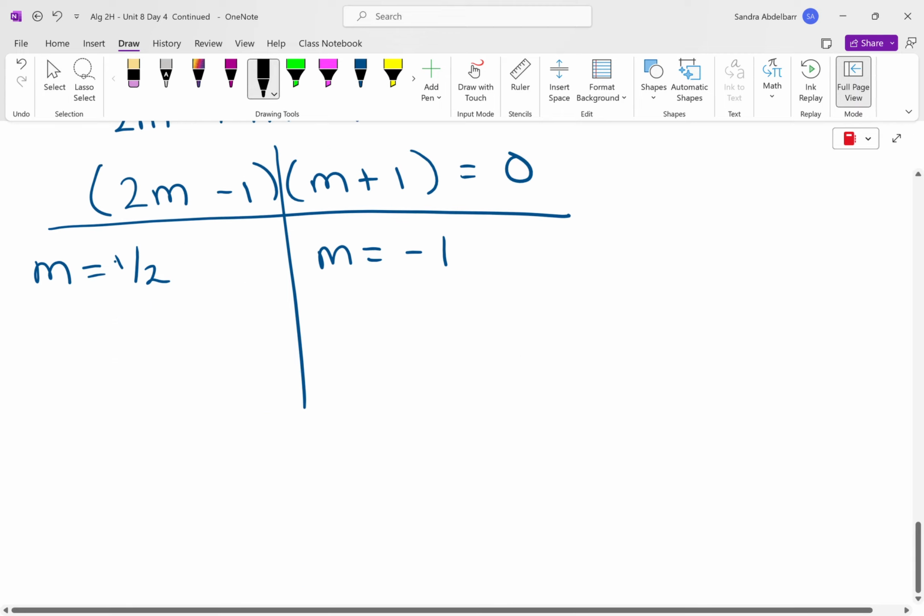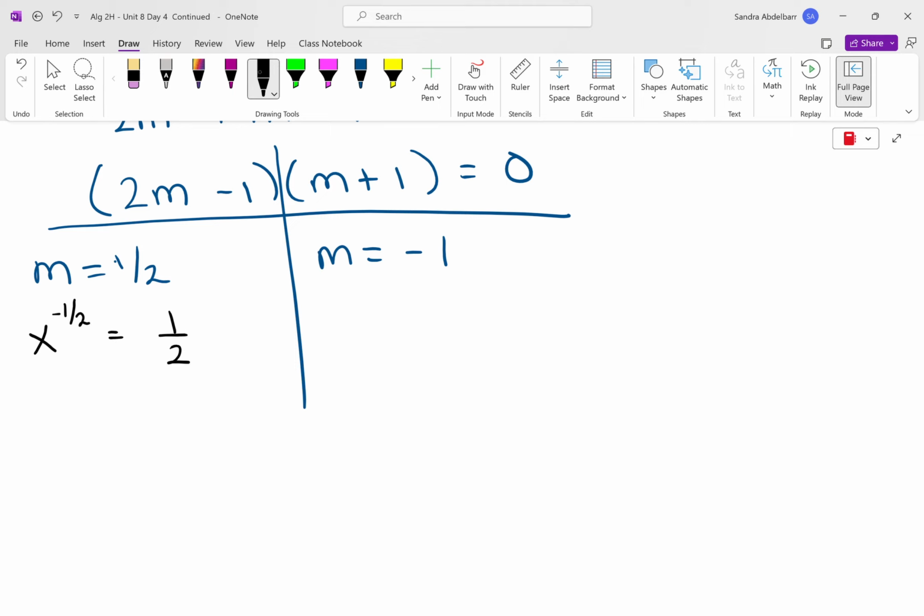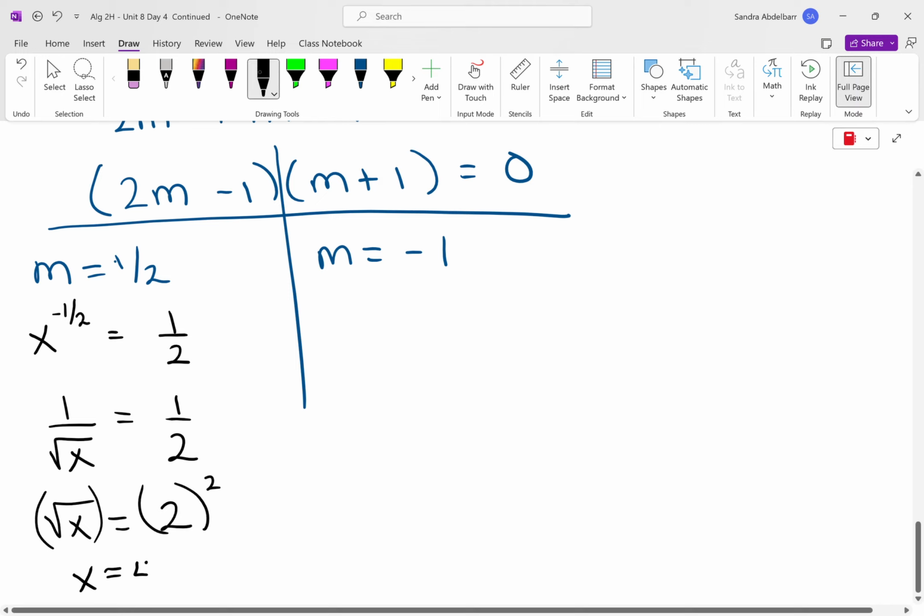I'm now going to substitute back in. So we have x raised to the negative half power is equal to 1 over 2. Well, this is the same as saying 1 over the square root of x equals 1 over 2. I'm now going to cross multiply. So I get the square root of x is equal to 2. Square both sides, and I get x is equal to 4.